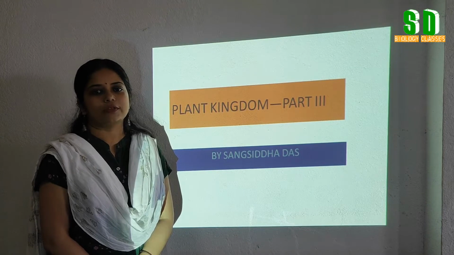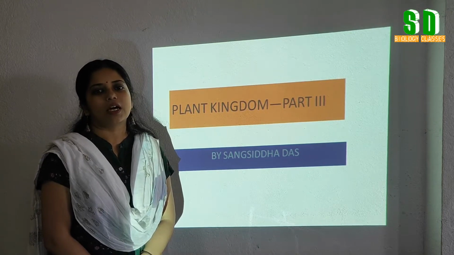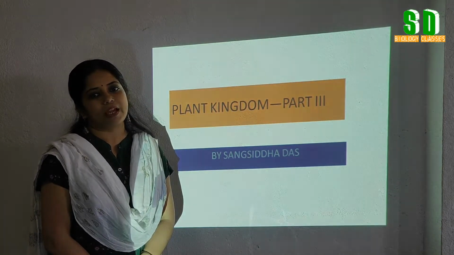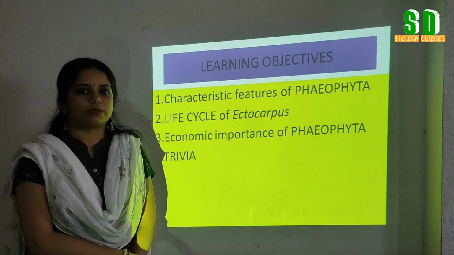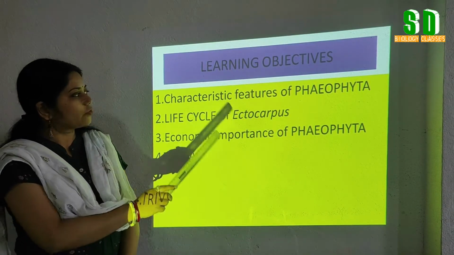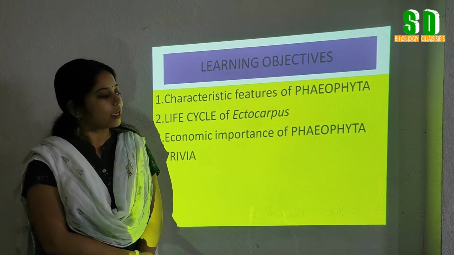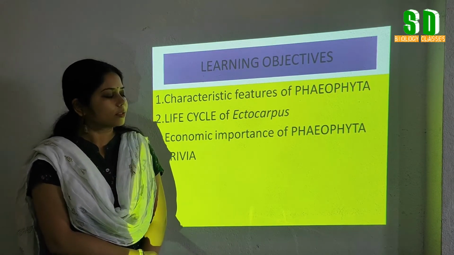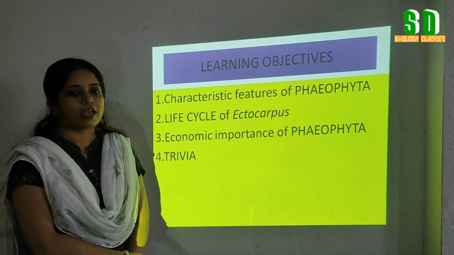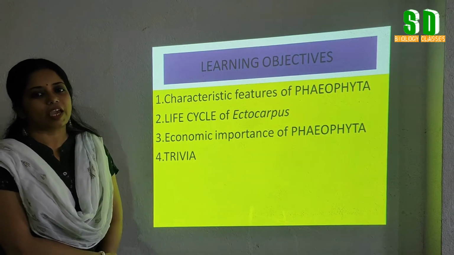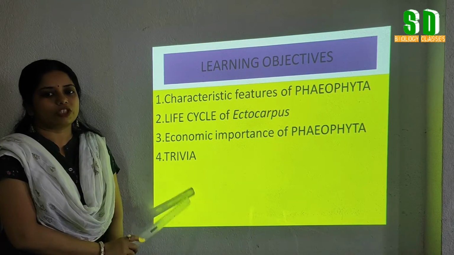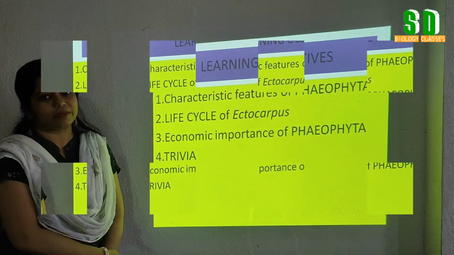Today we are going to discuss the third part of the chapter Plant Kingdom. Today's learning objectives are the characteristic features of PHAEOPHYTA, the life cycle of ECTOCARPUS, the economic importance of PHAEOPHYTA, and the trivia that has some information about PHAEOPHYTA.